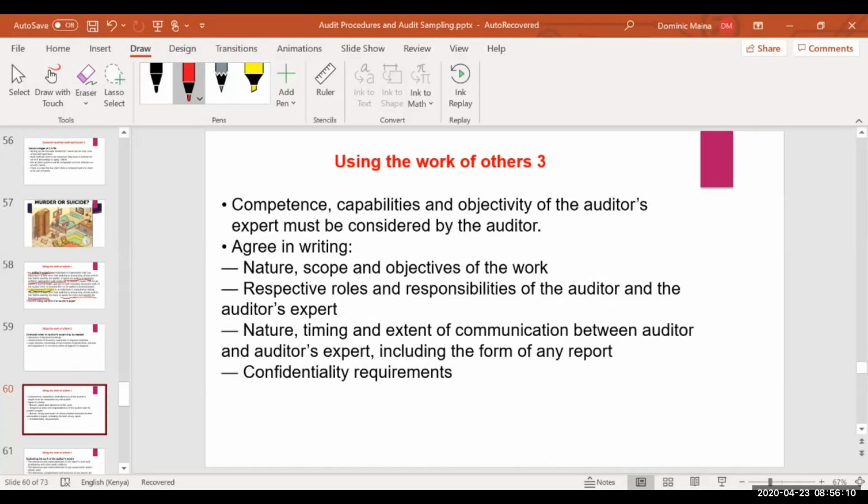The other thing you want to check is their objectivity. Try to check, are they independent from the client you are going to be auditing? Are they, for example, related to one of the key executives in the company? Do they have any relationship between the client and this particular expert that you want to hire?